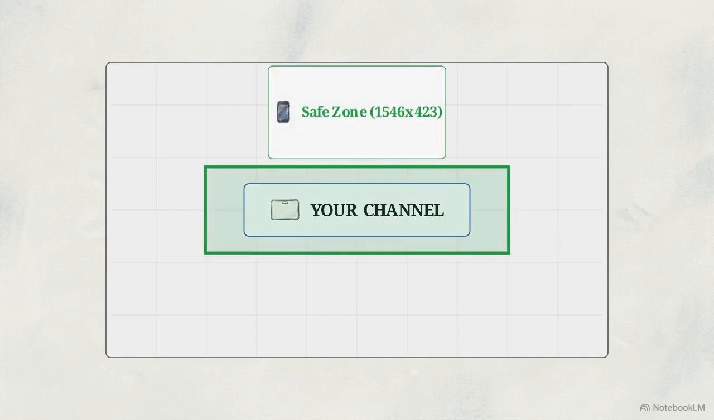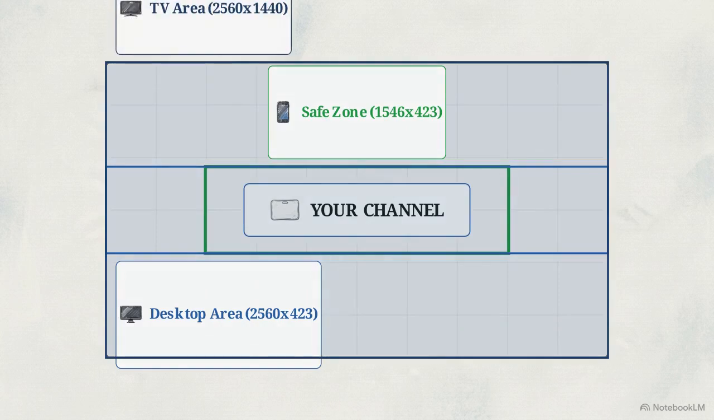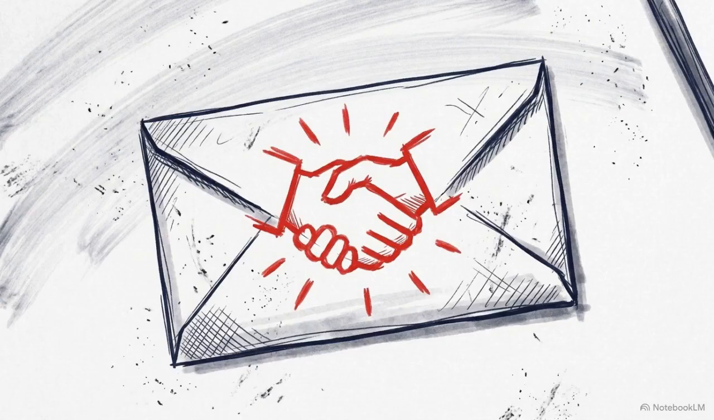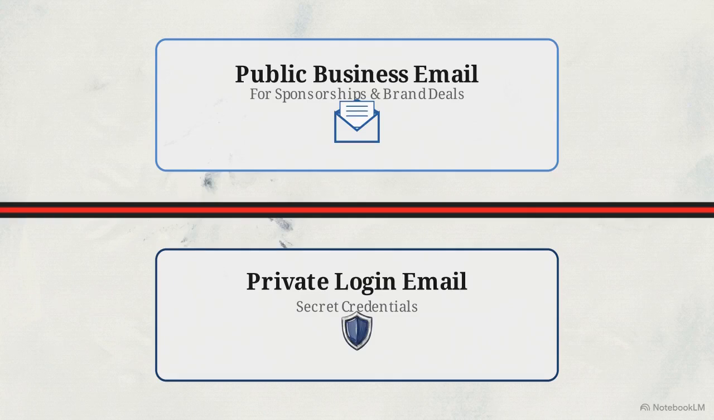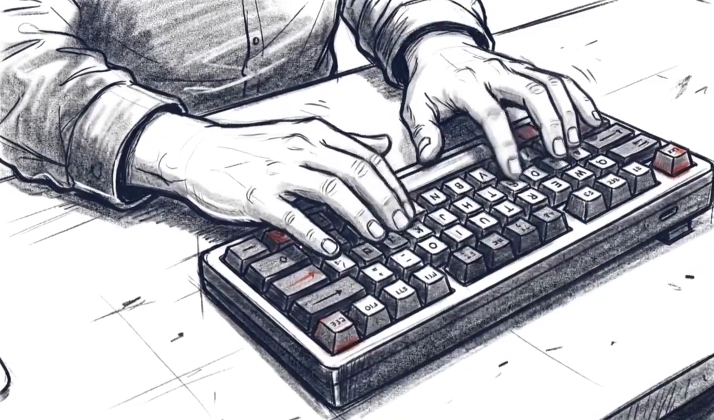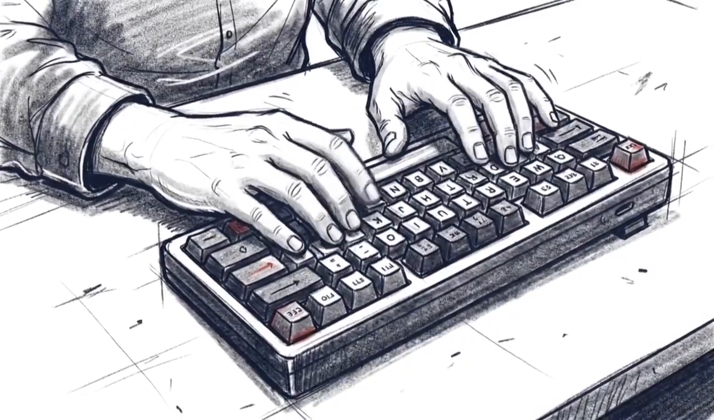This ensures your branding is clearly visible, whether your audience is watching on a mobile phone, a desktop browser, or a television. Finally, add a business email address for sponsorship inquiries. Ensure this public contact email is different from the private email you use to log into the account. This configuration creates a professional appearance for brands, while keeping your primary account credentials secure from outside access.